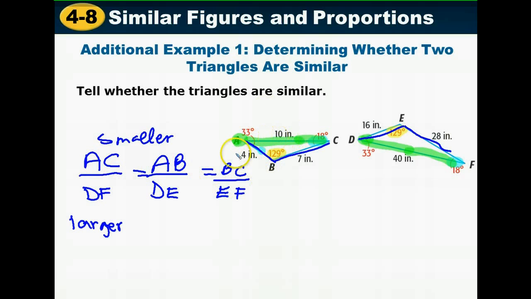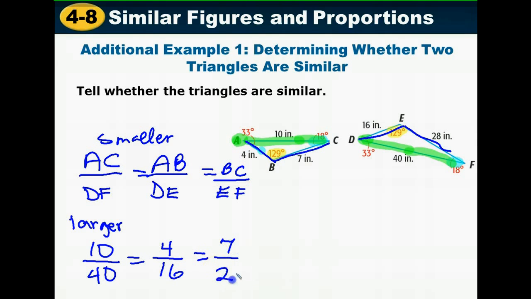Now we need to go ahead and plug in the numbers. So the length of AC from here to here was 10, and DF is 40. We need to see if that is equal to AB, which is 4, to DE, which was 16, and BC, which was 7, and then EF, which was 28.